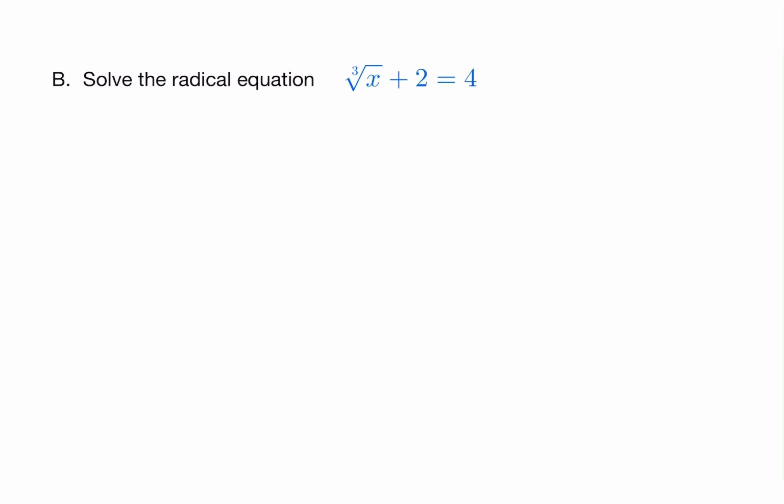All right, so let's move on to another example. Here we're going to solve the radical equation cube root of x plus 2 is equal to 4. What we're going to do is move this 2 to the other side by subtracting 2 from both sides. When we do, we get the cube root of x is equal to 2. Then we cube both sides, and the result is x is equal to 8.